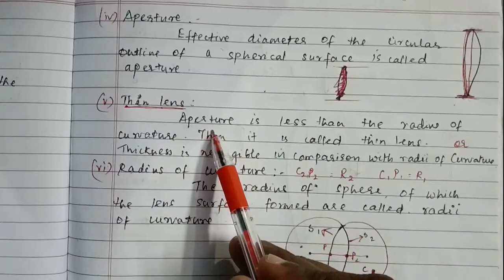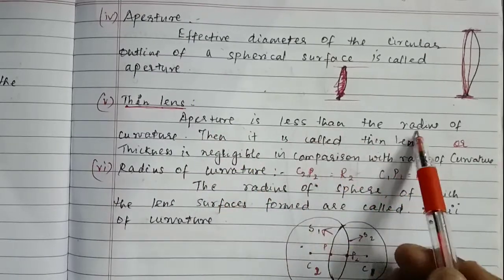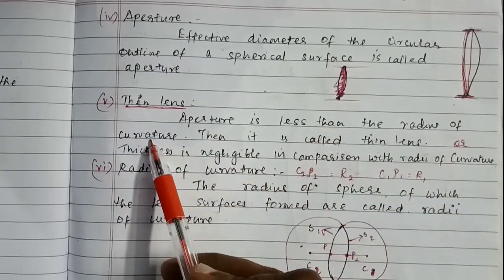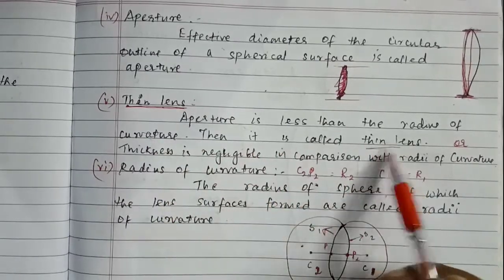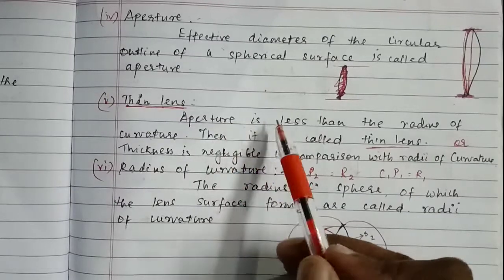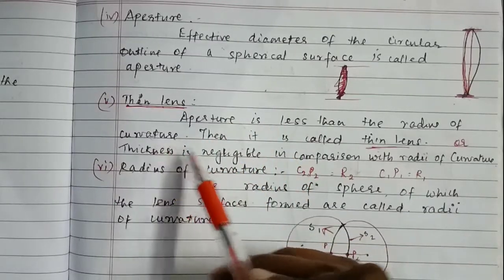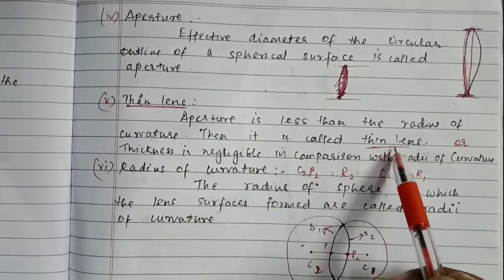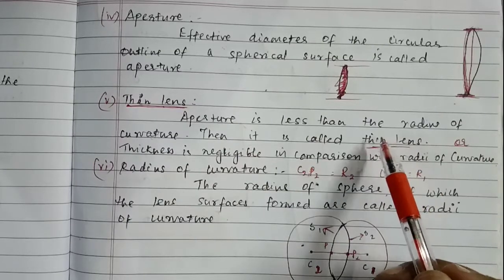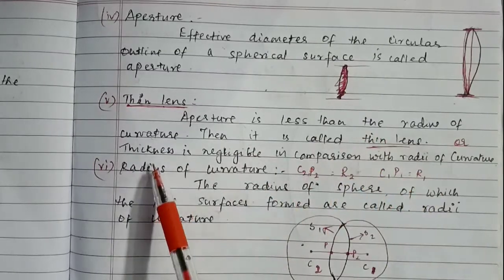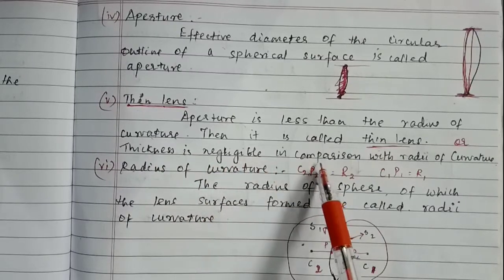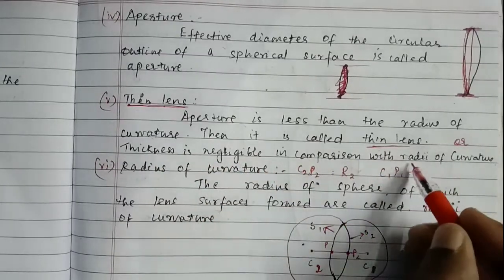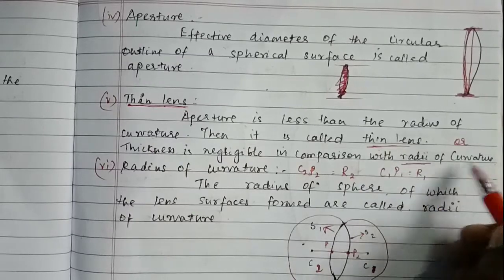See, if the aperture is less than the radius of curvature, I will teach you what is radius of curvature, then it is called a thin lens. So if the aperture is smaller than the radius of curvature, we call it a thin lens. Again, one more definition: suppose the thickness of the lens is negligible in comparison with radii of curvature.